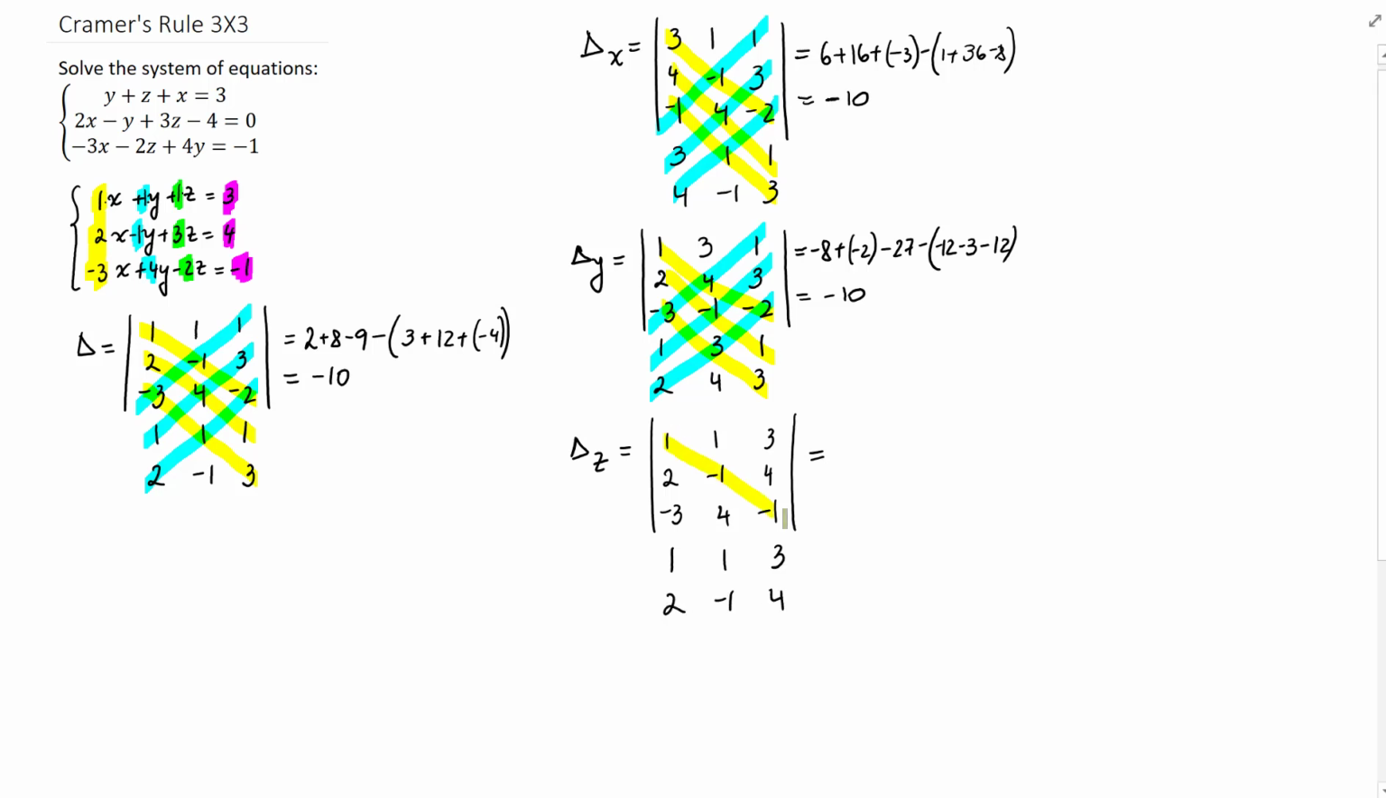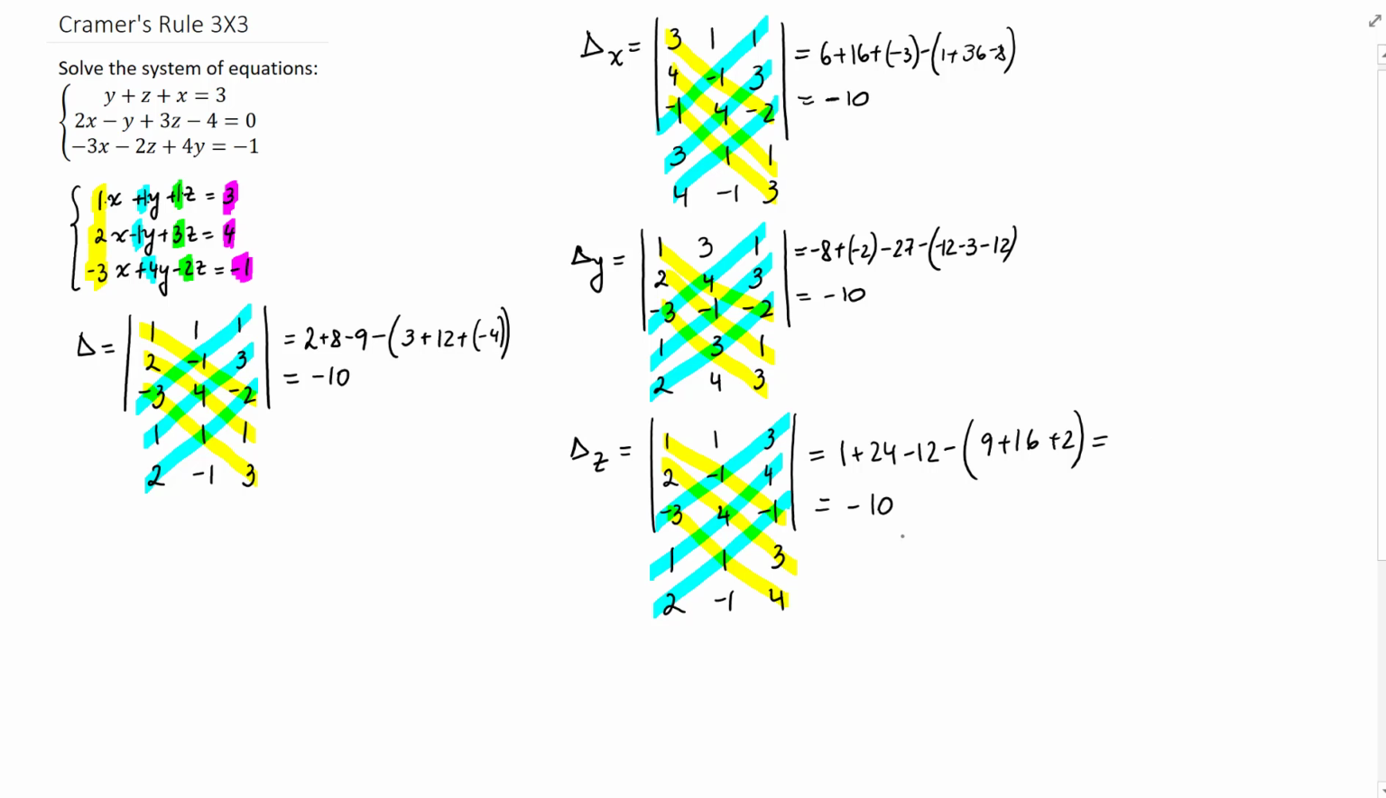and we're going to multiply them. So we get 1 plus 24 minus 12 minus, and the secondary, 9 plus 16 plus 2, and that is also negative 10.